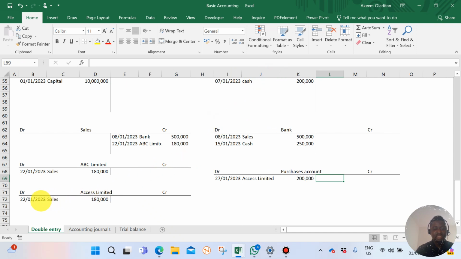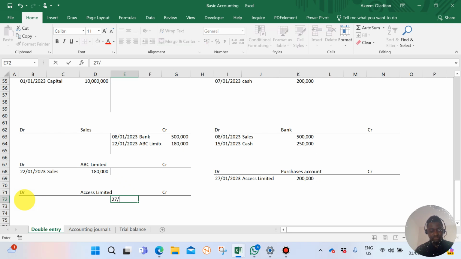Then on the other side, Access Limited is to be on the credit side, that is the liability. 27/1/2023. And what is this? Purchases.